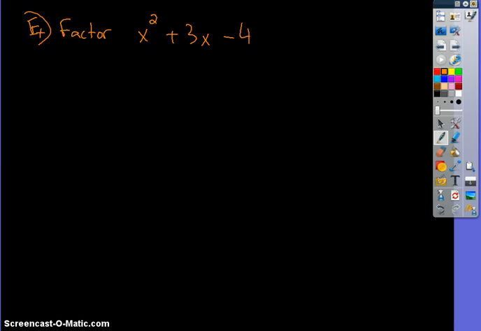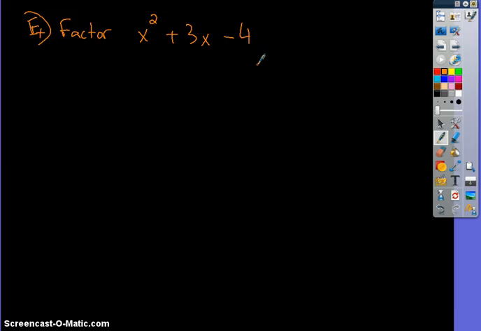Okay, so factor x squared plus 3x subtract 4. The first thing you're going to look for is a GCF. Is there one? 4, 3, and x squared don't have a GCF. The next thing we ask is, is there a special type of binomial? Well, it's not a binomial, so it can't be a special type of binomial. So you couldn't recognize it as the difference of two squares.